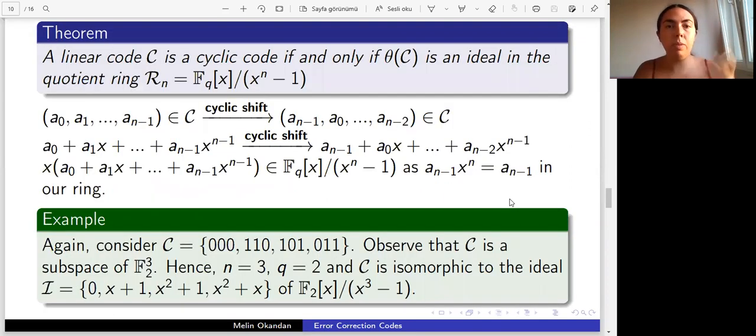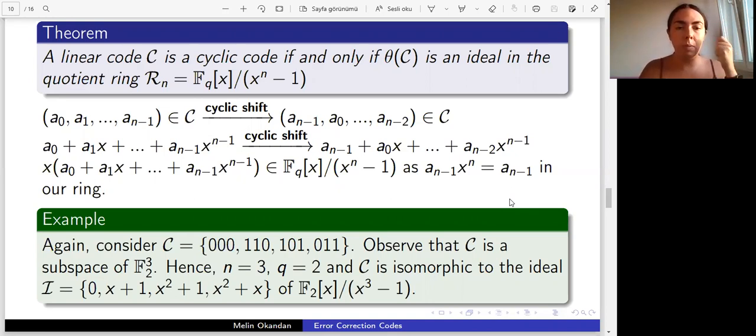This theorem summarizes it: a linear code C is a cyclic code if and only if theta(C) is an ideal in our quotient ring R_n. We know what a cyclic shift means in the linear subspace C. What does it mean in the polynomial ring? It takes the element a_0 + a_1 x + ... + a_{n-1} x^{n-1} to a_{n-1} + a_0 x + ... + a_{n-2} x^{n-1}.